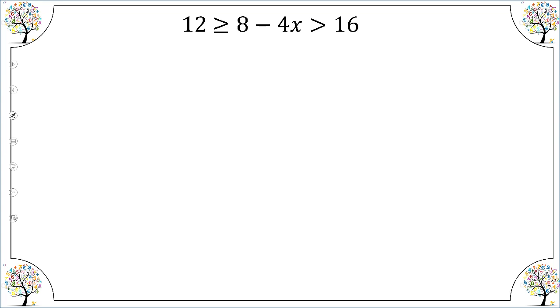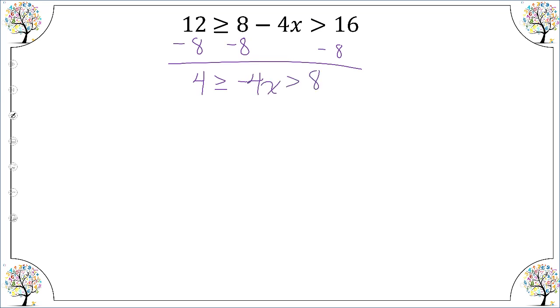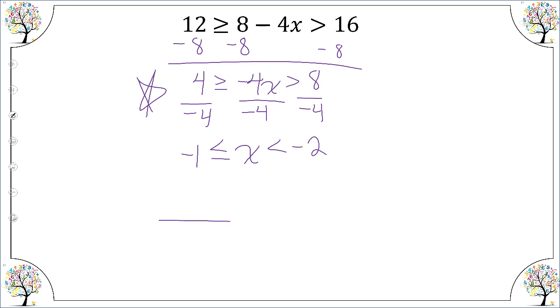Okay, again, I'm just going to leave it as is. I have an 8 to get rid of first. So subtract it out from all 3 places. That's a negative 4x in the middle now, or always was. I'm going to be dividing by a negative. So I'm going to reverse my inequality symbol. I have negative 2 and negative 1. So make sure you do your number line correctly.